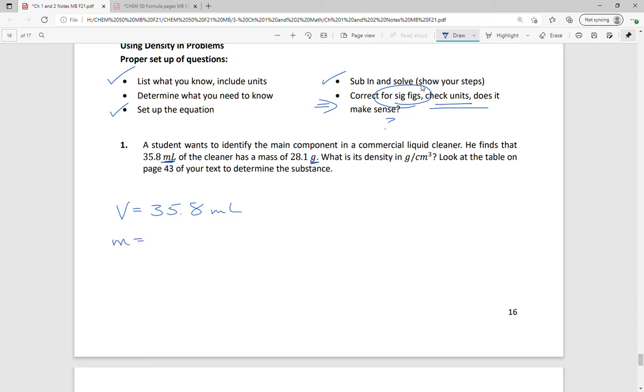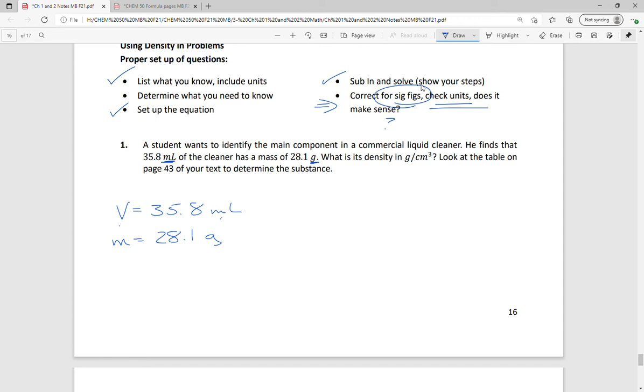So the variable is m, the number is 28.1, and the unit is grams. Don't be confused between variables and units. Oftentimes by the time you get to this course, that's not a problem, but you're going to say it once just to make sure that that makes sense.